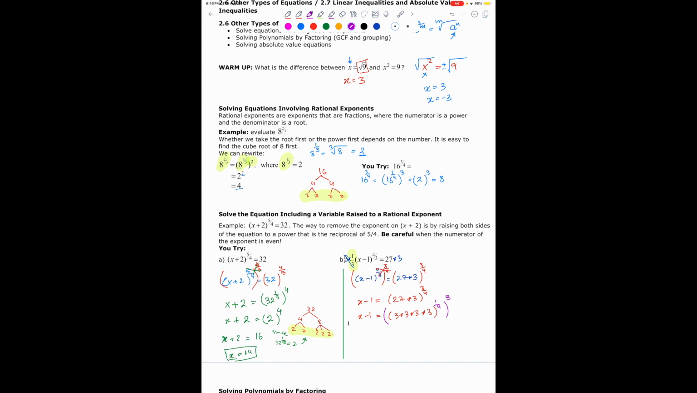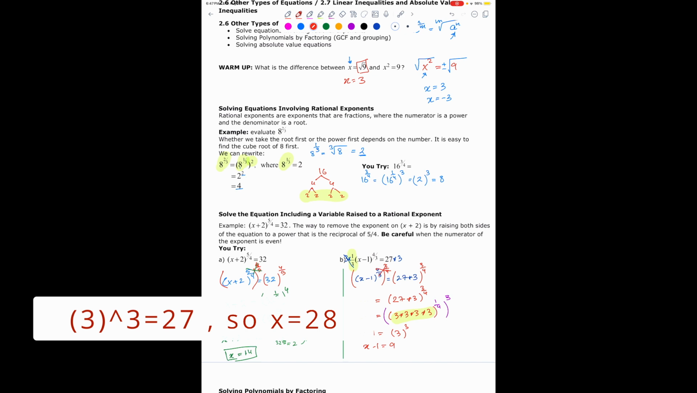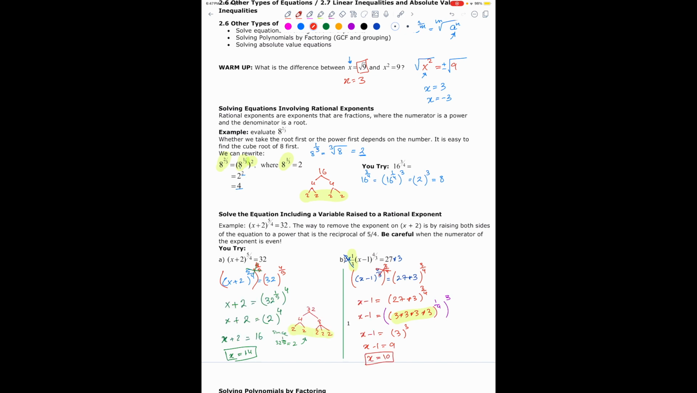So I have 4 3's here. The 4th root means one of them. So we're going to say x minus 1 equals 3 raised to the 3rd power, which is 9. X minus 1 equals 9. And the final answer, x equals 10. And that would be the answer for that question.